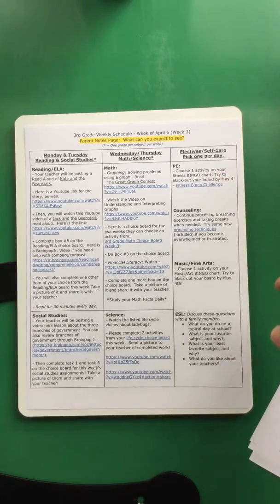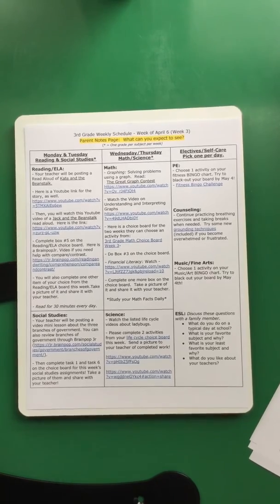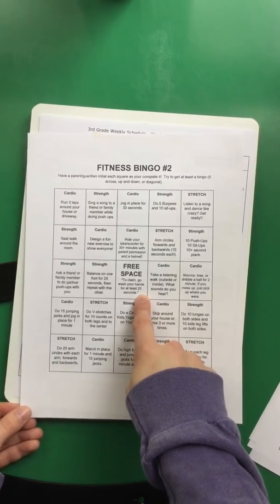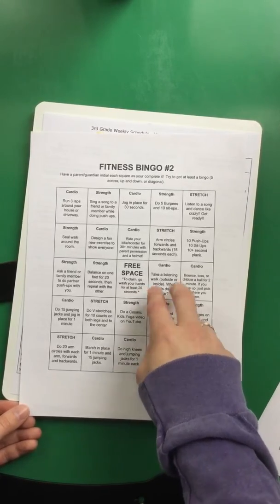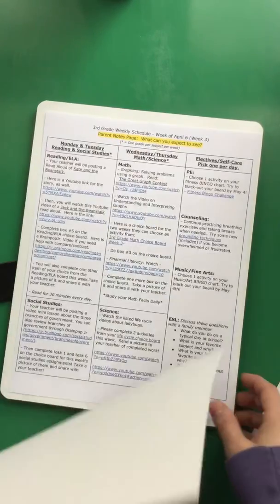So for PE, it says choose 1 activity on your fitness bingo chart. Try to black out your board by May 4th. Let me find that page. So you can pick any 1 activity on here. You do have a free space, but to claim it, you have to go wash your hands for at least 20 seconds. And that's 20 Mississippis, not just 1, 2, 3, 4, 5. Like 1 Mississippi, 2 Mississippi, 3 Mississippi. Take your timer, it doesn't count.